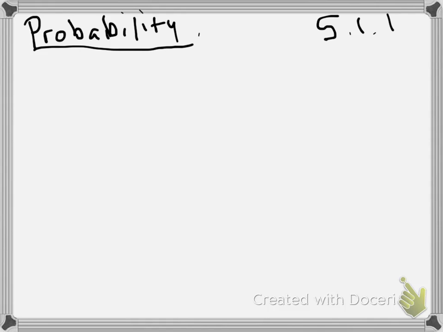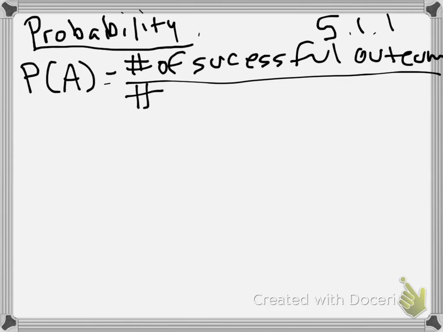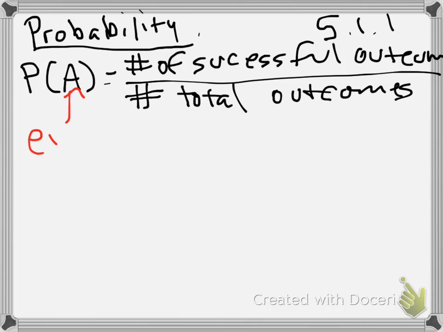This is about probability, and we often say that the probability of event A is going to be the number of successful outcomes divided by the number of total possible outcomes, divided by total outcomes. So this A that we use here, this probability of A, we call this the event. So it's the probability of something occurring.